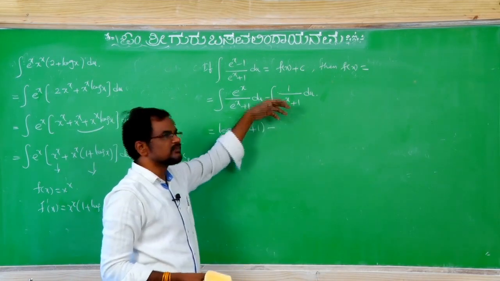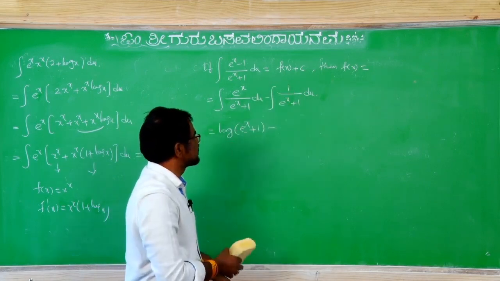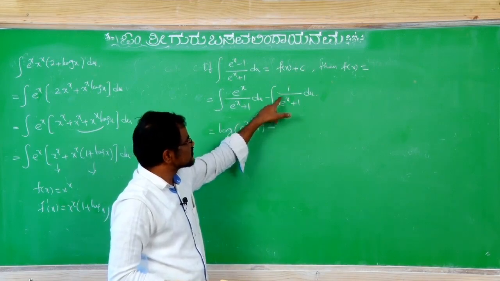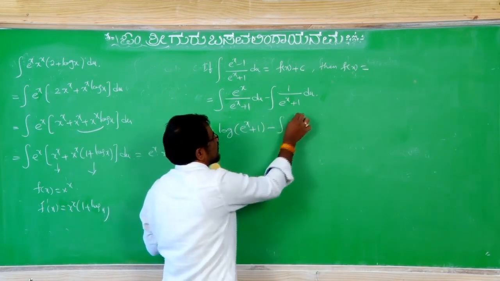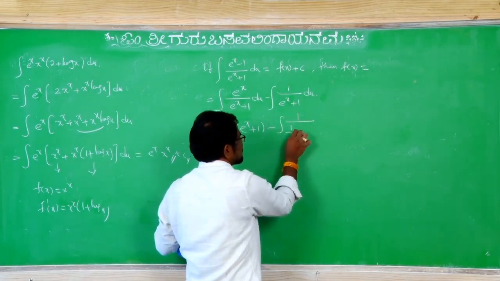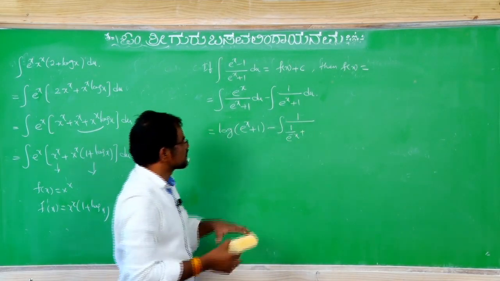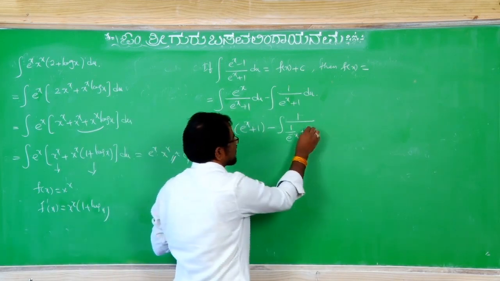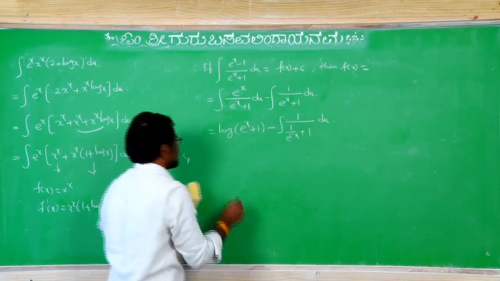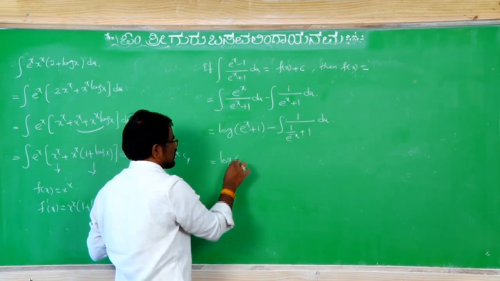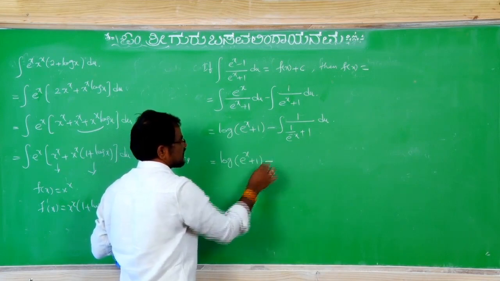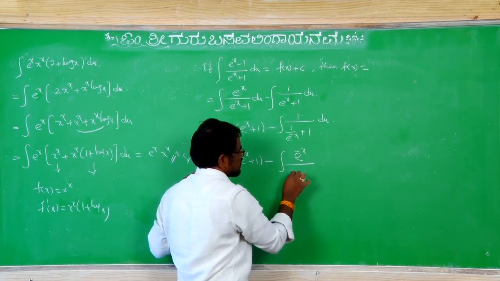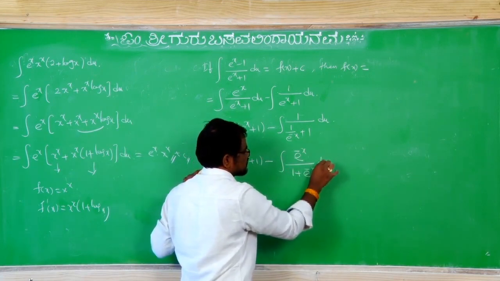So log of e power x plus 1 minus. To do this integration many methods are there, but if you follow this one you will get it easily. Whenever 1 by e power x form is there, this can be written as 1 by e power minus x, right? Suppose e power minus x is there, you write it as 1 by e power x. So 1 by e power minus x plus 1 into dx, that is equal to log of e power x plus 1 minus, take the LCM. If you take the LCM here, you will get e power minus x by 1 plus e power minus x into dx.